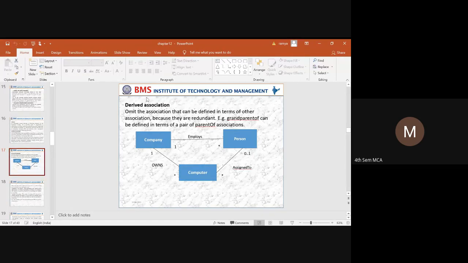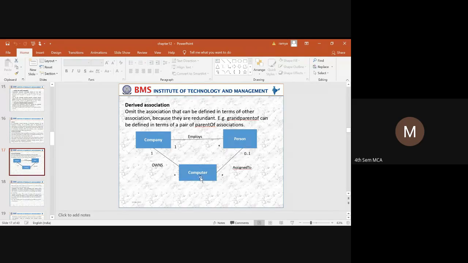Say a company employs a person; one company employs more people. When a company employs a person, he needs to have some working materials. If it is a software company, the company has to provide a laptop or a desktop to work, right? So one company owns a number of computers, and all these computers can be assigned to one or more people.